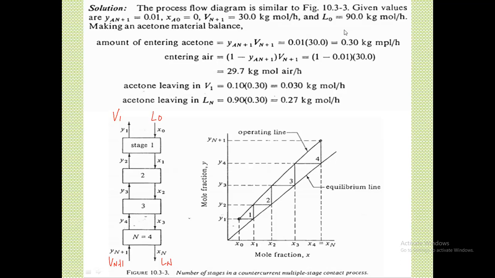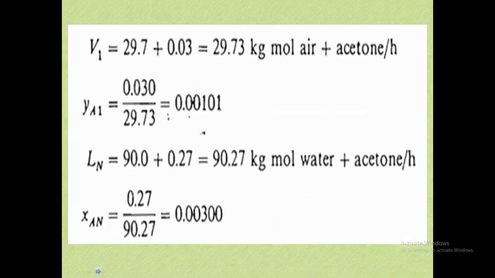We just have to clear the markings here. But before I do that, do you have any questions? We accounted for the acetone entering, the air entering, the acetone leaving in V1, and the acetone leaving in L sub N. Understand? I will proceed if there's none. So your V1 will be the inert part, which is the air, as I mentioned already, plus the amount that was left unabsorbed by the solvent. Meaning the solvent was not able to take out this amount, because this is the 10% of 0.3. So this is now the total of your V1.